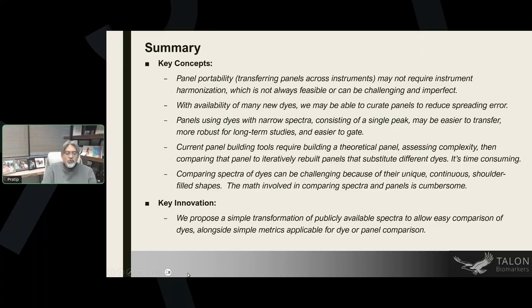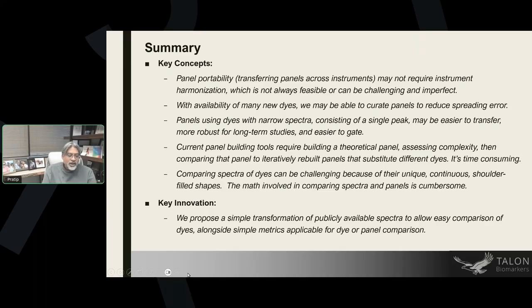Current panel building tools require us to build a theoretical panel, assess its complexity, then compare that panel to iteratively rebuilt panels that substitute different dyes. And we have staff who go to the Bigfoot and basically sit there for an hour and fidget with different combinations of different dyes and look to record everything and look to reduce the complexity. That can be cumbersome. And so we would propose that comparing the spectra of dyes is a better way to do it.